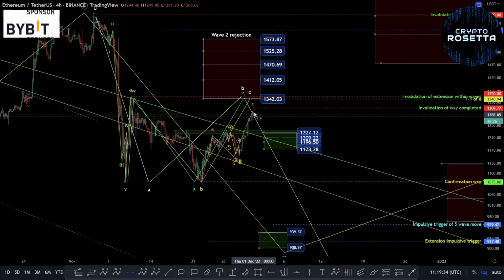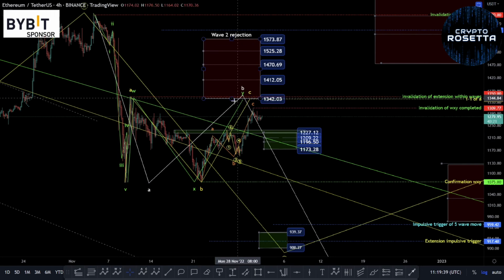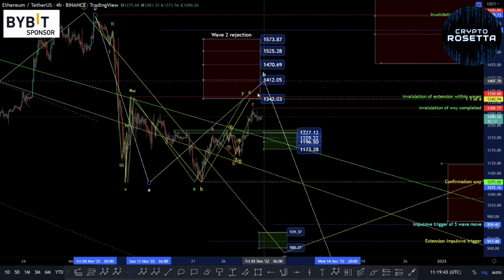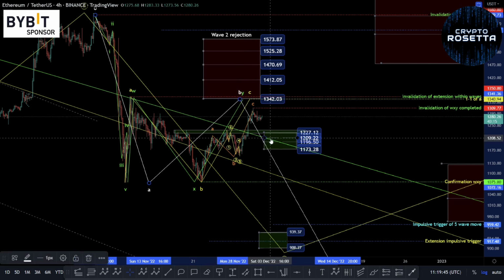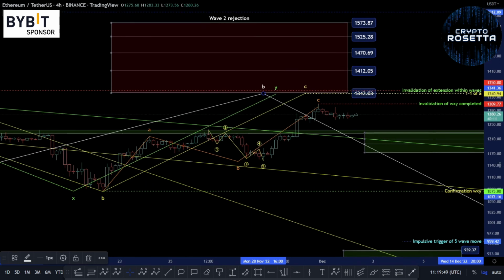Should we fail to develop into a bigger 5-wave move here, the higher we go here, the higher the C wave target becomes as well. So we're just monitoring this for potential that we could go a little bit higher with this situation.